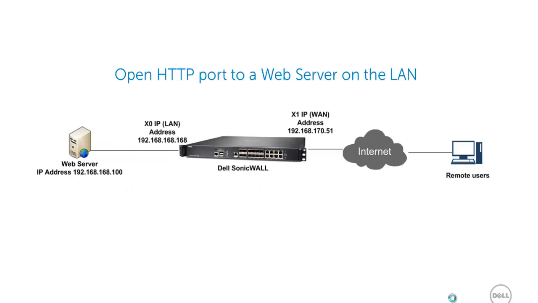In this example, the web server has been assigned a private IP address of 192.168.168.100. The SonicWALL X1 WAN interface is configured with an IP address of 192.168.170.51. Remote users must access the web server from the outside using the WAN interface IP address.